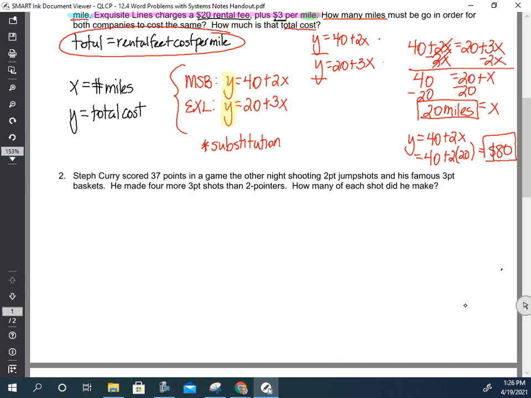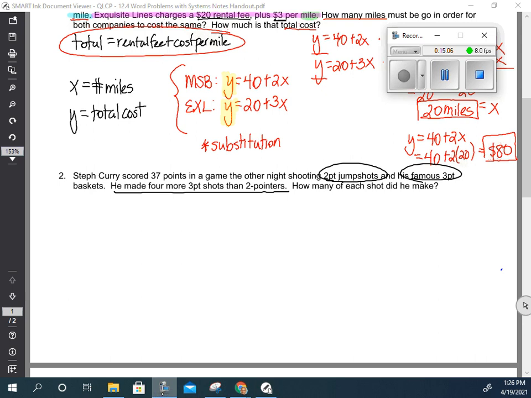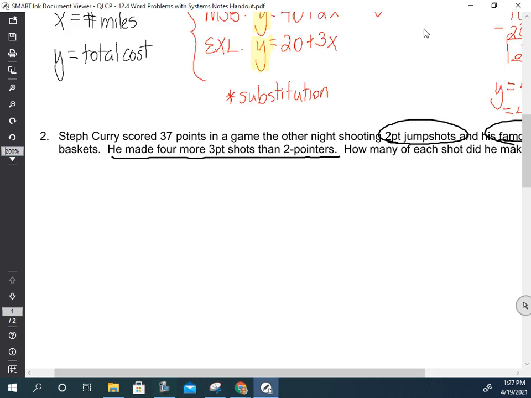So Steph Curry scored 37 points, shooting 2-pointers and 3-pointers. He made 4 more 3-pointers than 2-pointers. How many of each shot did he make? Let me give you a minute to work. Right. So what don't I know? What am I missing? The number of 2-pointers made, and I don't know the number of 3-pointers made.